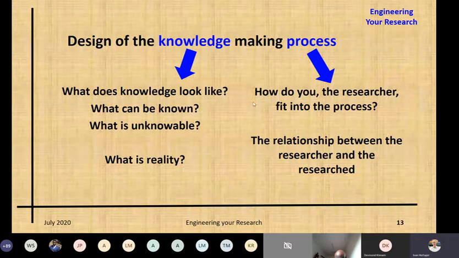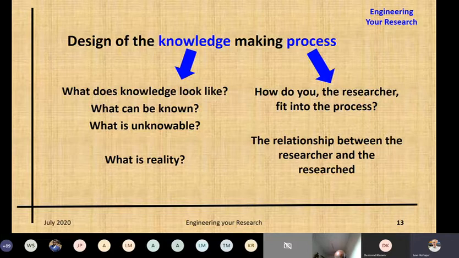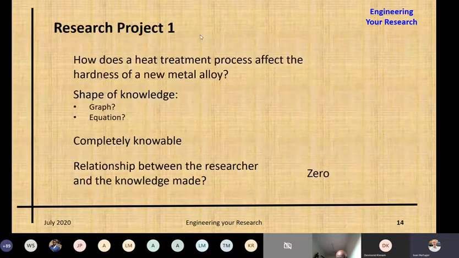Now, to try and make sense of what I've written down here, we're going to look at a couple of real-life engineering research examples, and we're going to go through them briefly, and extract what I mean by to what extent can something be known, and what is reality, and also how you, the researcher, fit into this process. I'm going to do this quickly because we have to get through a couple of them to build up this picture of where I'm going. So to start with, here's Research Project 1.